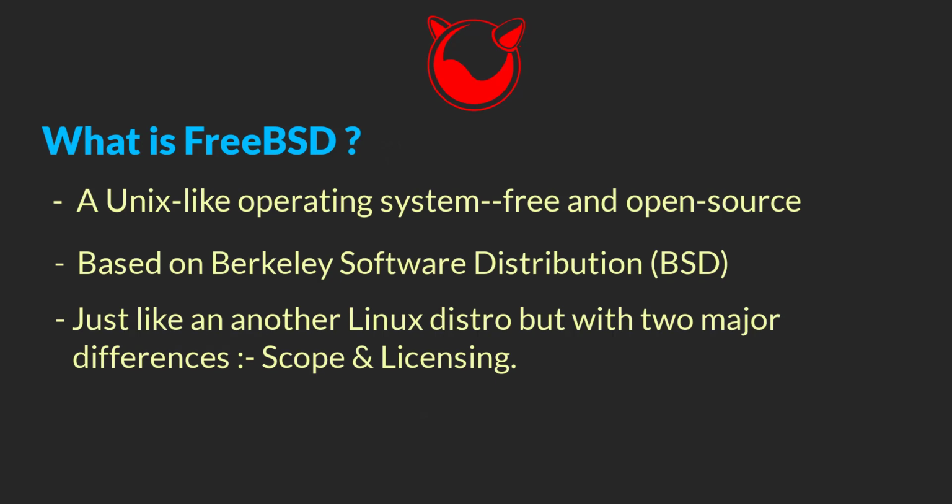FreeBSD maintains a complete system. That is, the project provides a kernel, device drivers, user land utilities, and documentation. Where Linux only provides a kernel and drivers and relies on third parties for system software. And FreeBSD source code is generally released under a permissive BSD license, rather than the copyleft GPL used by the Linux.